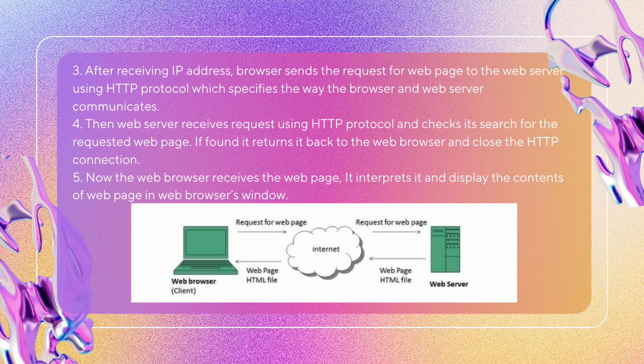Number 3. After receiving the IP address, the browser sends the request for the web page to the web server using the HTTP protocol, which specifies the way the browser and web server communicate. Number 4. Then the web server receives the request using HTTP protocol and searches for the requested web page. If found, it returns it back to the web browser and closes the HTTP connection. Number 5. Now the web browser receives the web page, interprets it, and displays the content of the web page in the web browser window. Just look at the image down below in the PowerPoint.